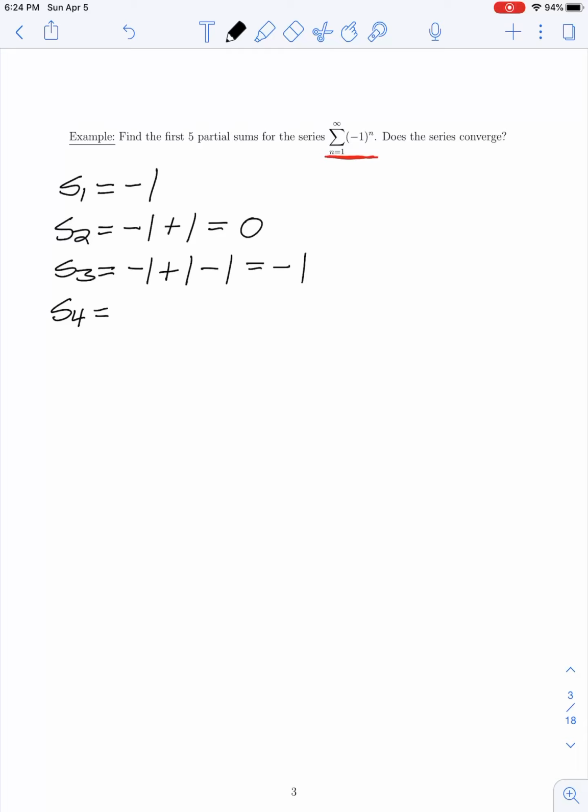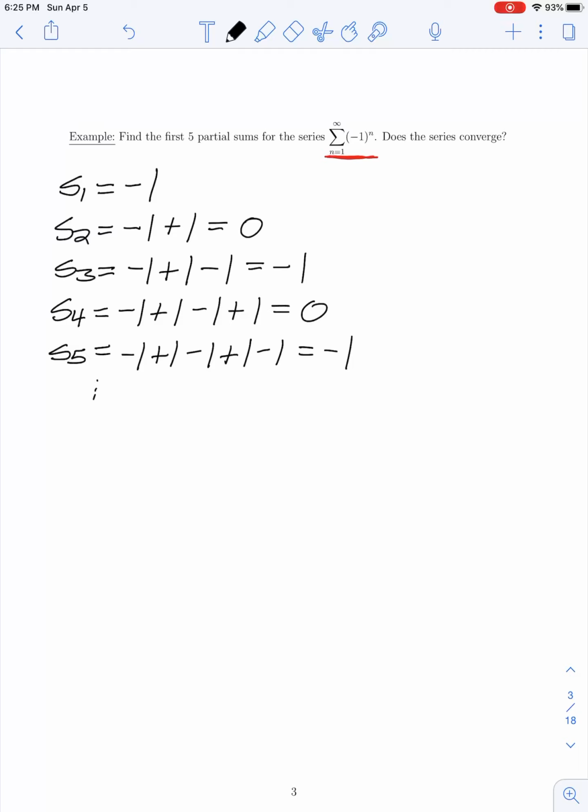Then S4 is the sum of the first 4 terms. So we had a negative 1, plus 1, minus 1. And when we plug in 4 for n, we get a positive 1. So we're again left with 0. And then S5 is the sum of the first 5 terms. So negative 1, plus 1, negative 1, plus 1. And for n equals 5, we get a negative 1, so the sum of the first 5 terms is negative 1. And we see a pattern emerging here.